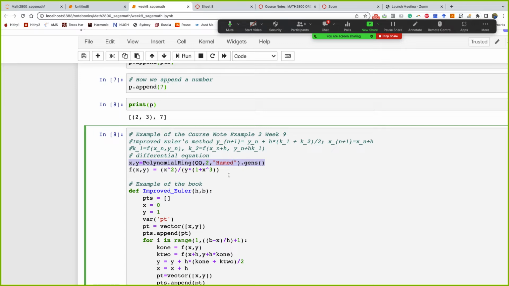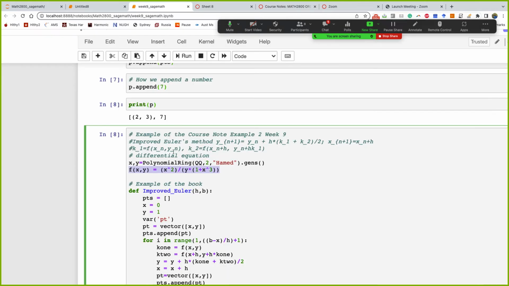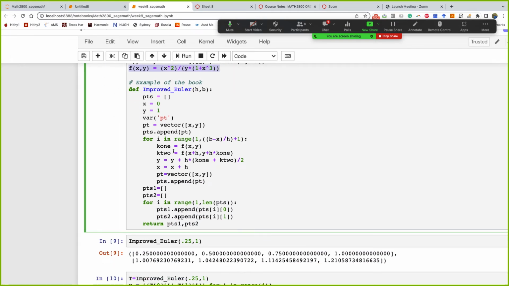make any difference. So our function is x squared divided by y times 1 plus x cubed. Now here we are going to use the improved Euler method. We need to implement it, okay?